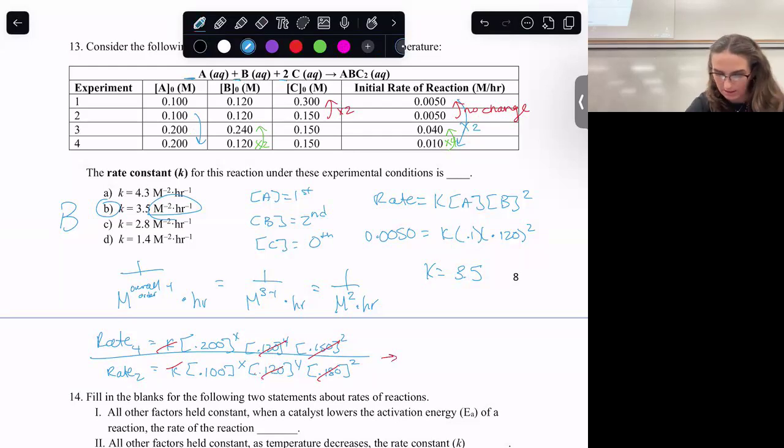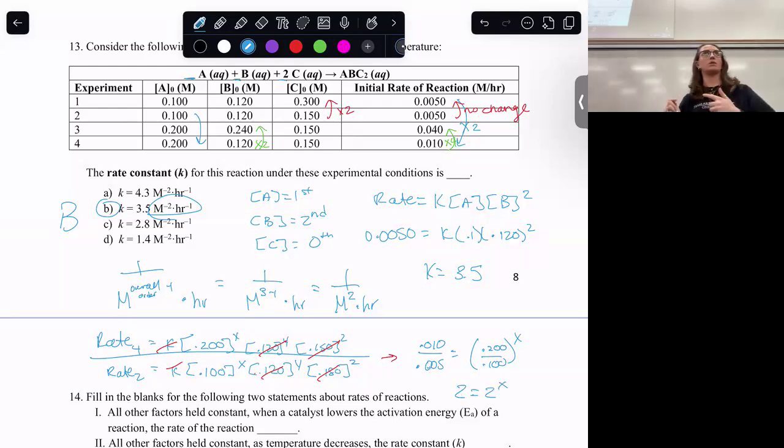And then you can combine this to say 0.01 over 0.005 is equal to 0.20 over 0.1 to the X. Right, and then you can see that 2 is equal to 2 to the X. So what does X need to be to get to 2? You can look at it that way as well, if you can't see it directly from just saying times 2 or times 4.